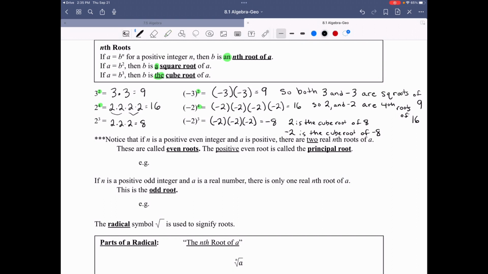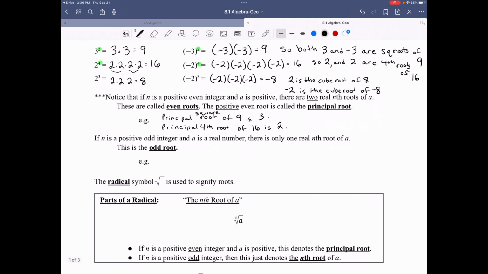All right, so for example, the principal square root of 9 is 3. The principal fourth root of 16 is 2. So that's just the positive. The positive even root is called the principal root.